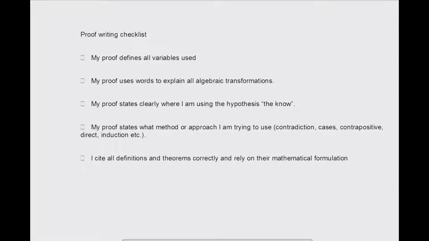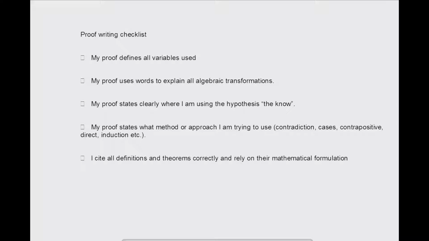So after you finish, or you think you finish writing your proof, this slide presents a general checklist of what you can look for to make sure that you minimize the amount of flaws that are found in your proof. So for starters, your proof needs to define all variables that are used. Your proof needs to use words to explain each algebraic transformation that you do within your proof, which just makes it easier for any readers to understand your thinking and for it to make sense to them. Also, your proof needs to clearly state where you're using your hypothesis. And finally, your proof needs to state what method or approach you're trying to use.